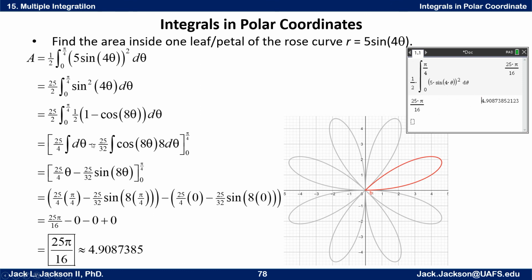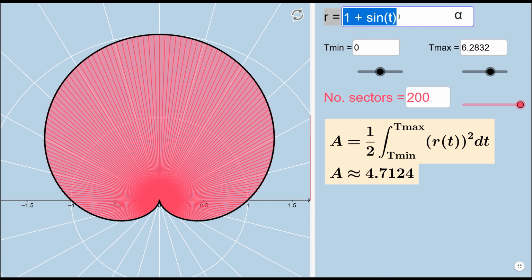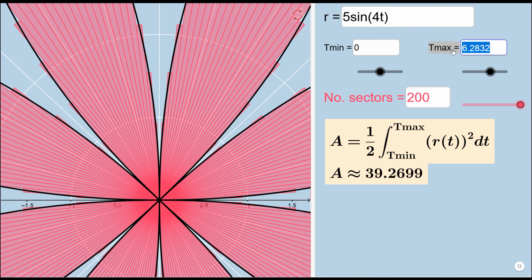And you can see it worked out here, the exact value and a decimal approximation, using a TI Inspire. You should be able to check that using this software up here, this GeoGebra applet. Let's see, our formula is 5 sine of 4t. We use t instead of theta. And we said if we went from 0 to pi over 4, that would do it one time.